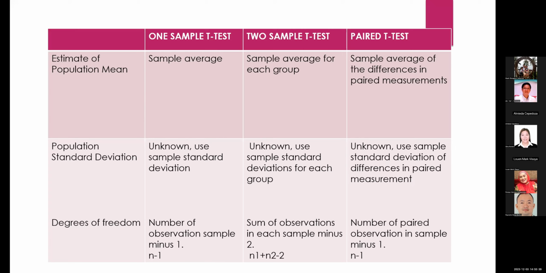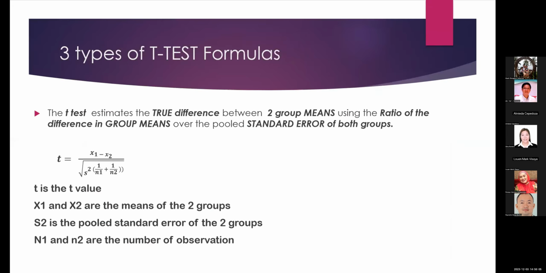For the degrees of freedom, for the one sample t-test, it's the number of observations in the sample minus 1. So n minus 1. For the two sample t-test, the sum of observations in each sample minus 2. So n1 plus n2 minus 2. For the paired t-test, the number of paired observations in the sample minus 1. So n minus 1. Okay.